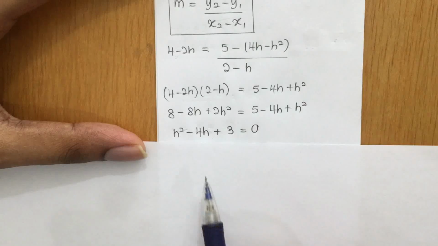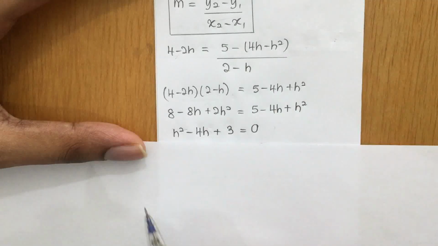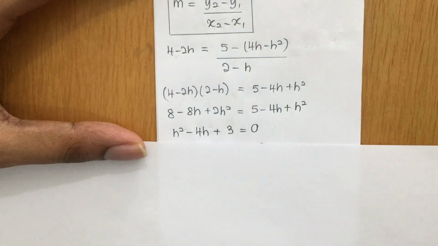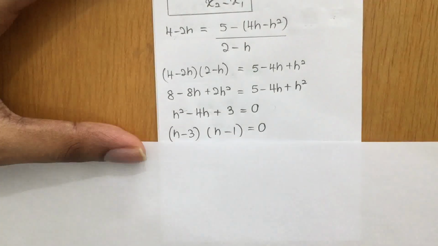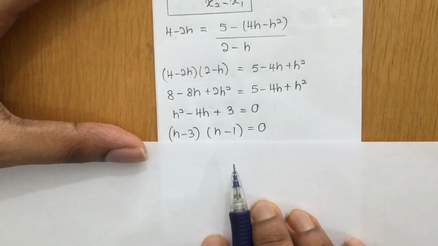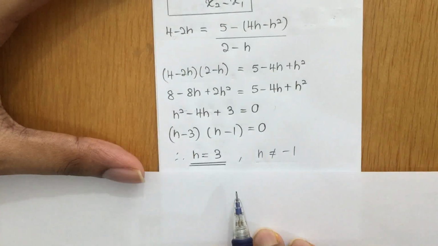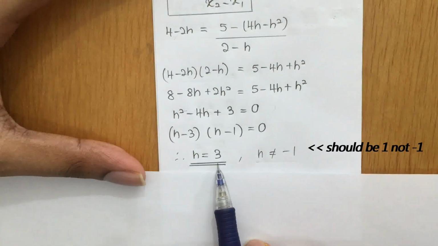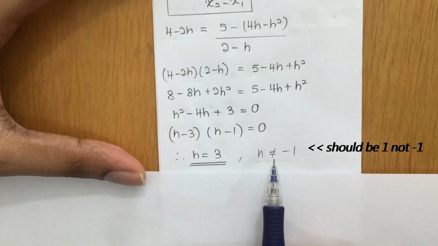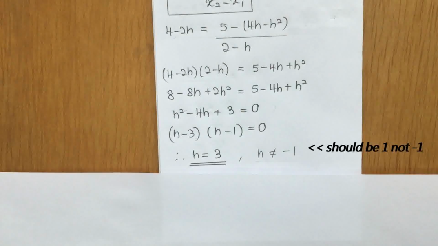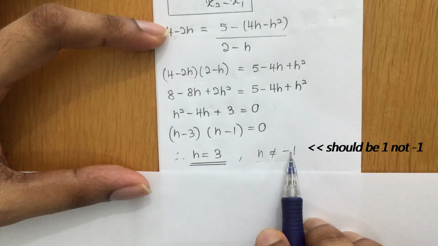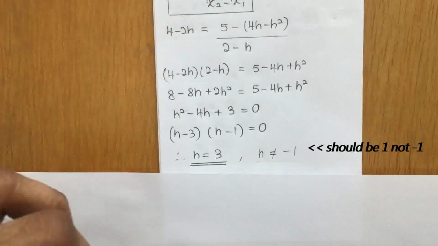Okay, you perform the factorization. So what you do, you factorize this quadratic equation. From here you should get (h minus 3)(h minus 1) is equal to 0. Therefore you should get h is equal to 3, and h cannot be equal to 1, guys. Actually there is a typo over here. It should not be negative 1, it should be 1 over here.